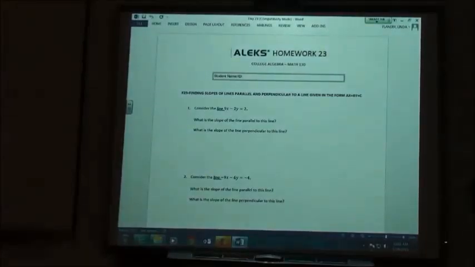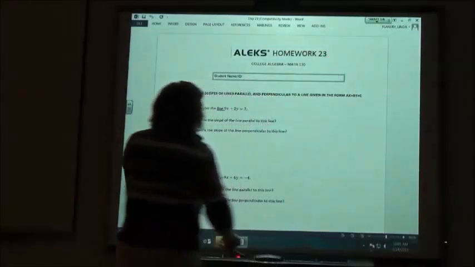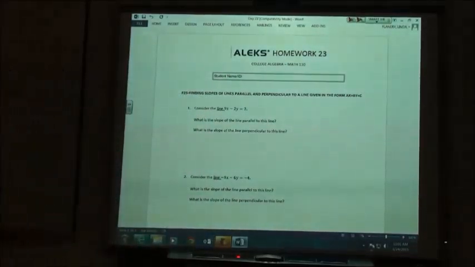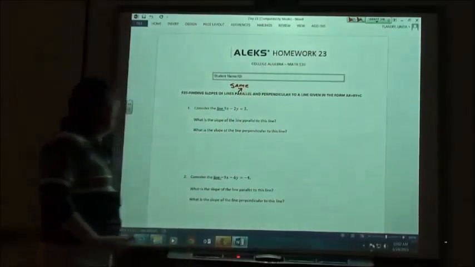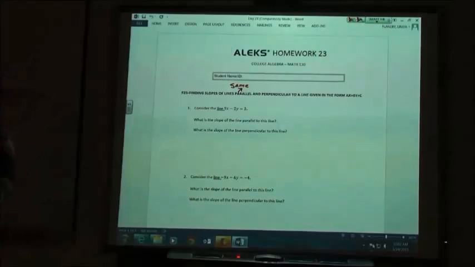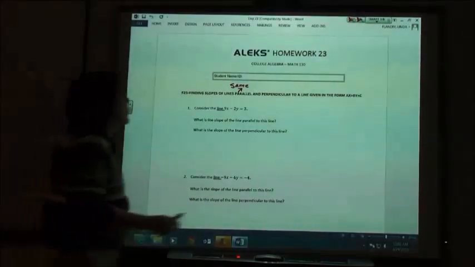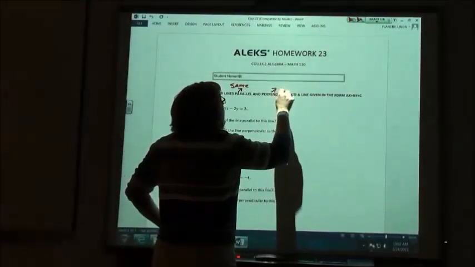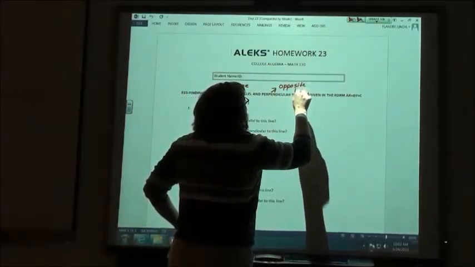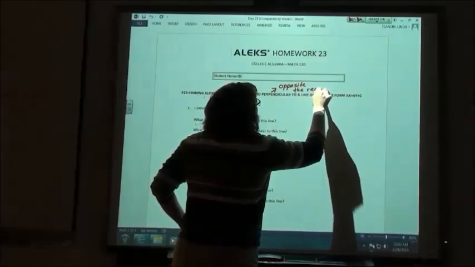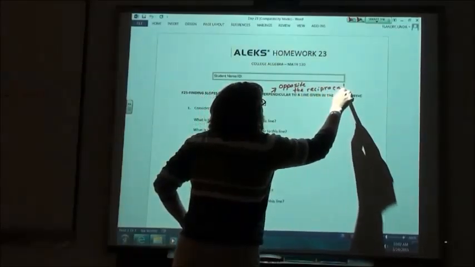Homework 23 starts and is still working with slope stuff. It wants us to find the slope of the parallel and perpendicular line to a given line. Well, what we need to know is that for a parallel line, they're going to have the exact same slope, right? If my two lines are parallel, the slope should be the same. For the perpendicular line, it's going to be the opposite reciprocal once we figure out our slope.